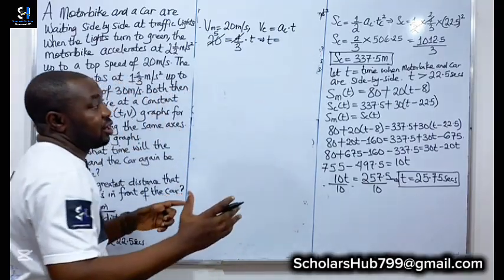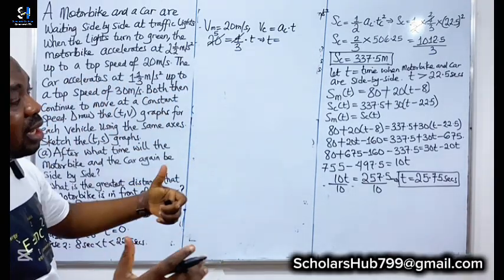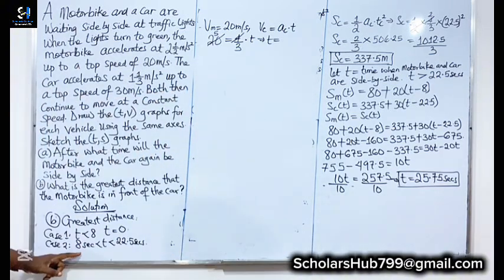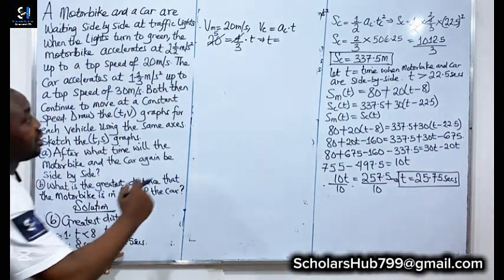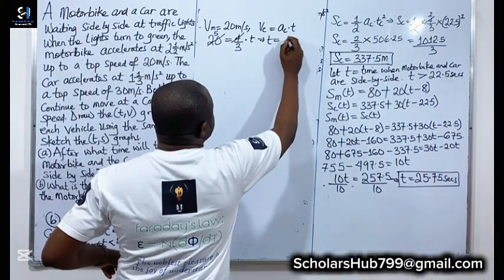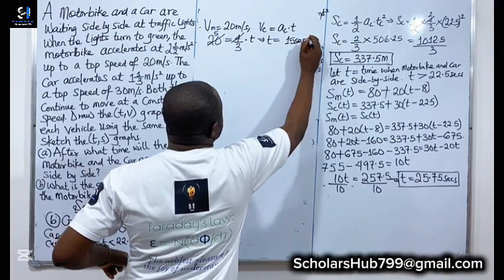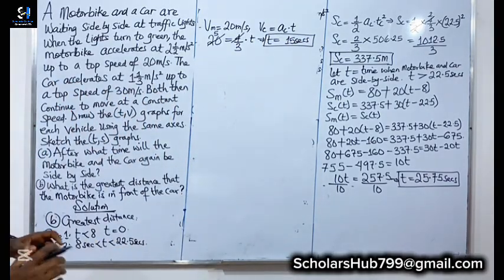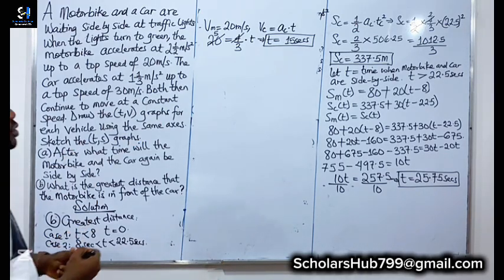So we need to first calculate the time between 8 and 2.5, and that's exactly what I'm doing here, between these two time intervals. So this will be 15 seconds. Yes, that's 15 seconds. So now we can calculate the distance traveled by the motorbike and that traveled by the car at 15 seconds.